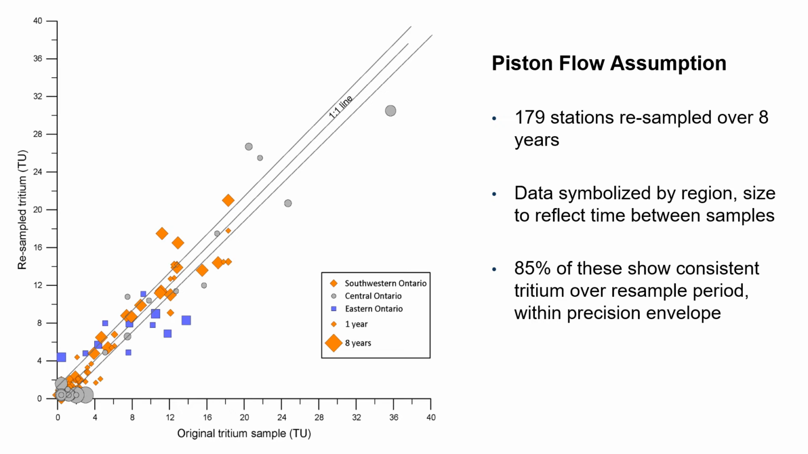And this tells us that tritium is stable over time in precipitation across the study area, so the input into the groundwater system is stable, despite spatial variability in inputs. And the piston flow assumption is valid over this time period, which is 8 years.